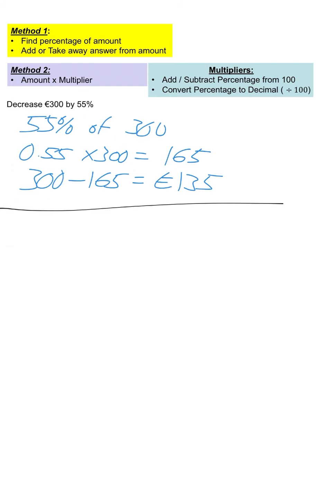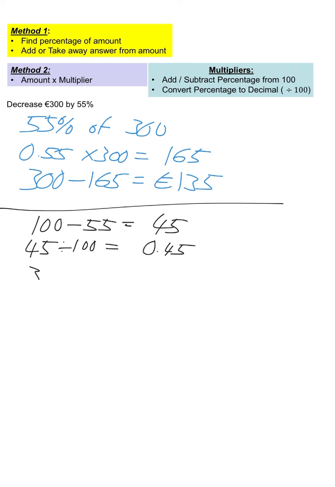Now the second method, so let's find our multiplier. So it's decrease this time, so I'm going to do 100 minus 55, which is 45. And then let's convert that now to a decimal. So 45 divided by 100 will be 0.45. So then the amount times the multiplier, and our amount is 300. So 300 times 0.45, and that again is the same answer of €135.